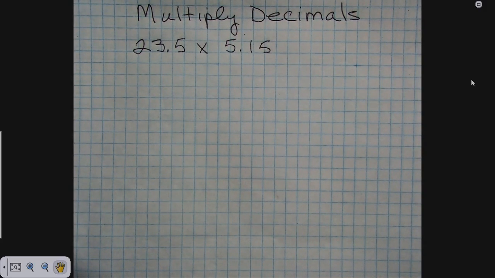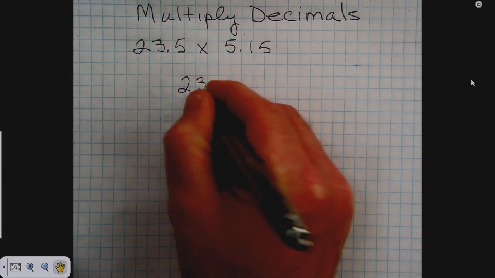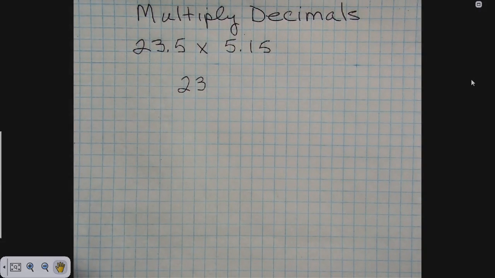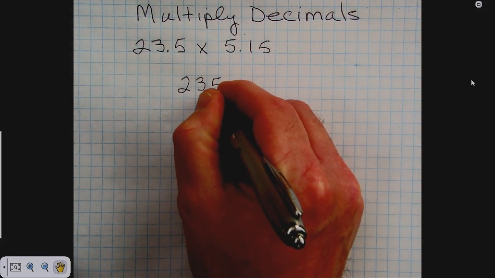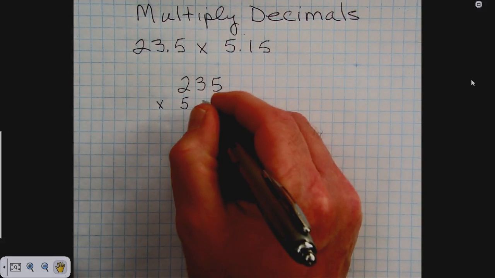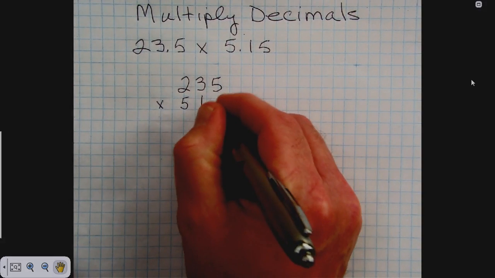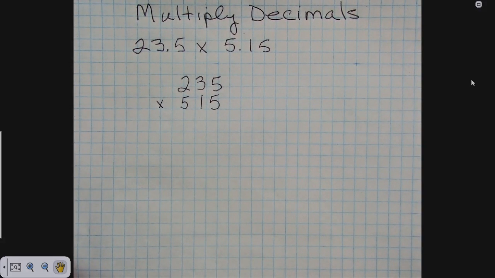Now, the way you do this is you start by just multiplying them as if there were no decimals. This is a review of how we do this, because this was covered probably for most people in 4th grade, but it's reviewed in 5th grade. So I've got 23.5, and I'm going to multiply it by 515. I'm just going to leave out the decimals. Usually I leave in the decimals to remind me it's a decimal problem, but for right now, I'm going to leave them out.